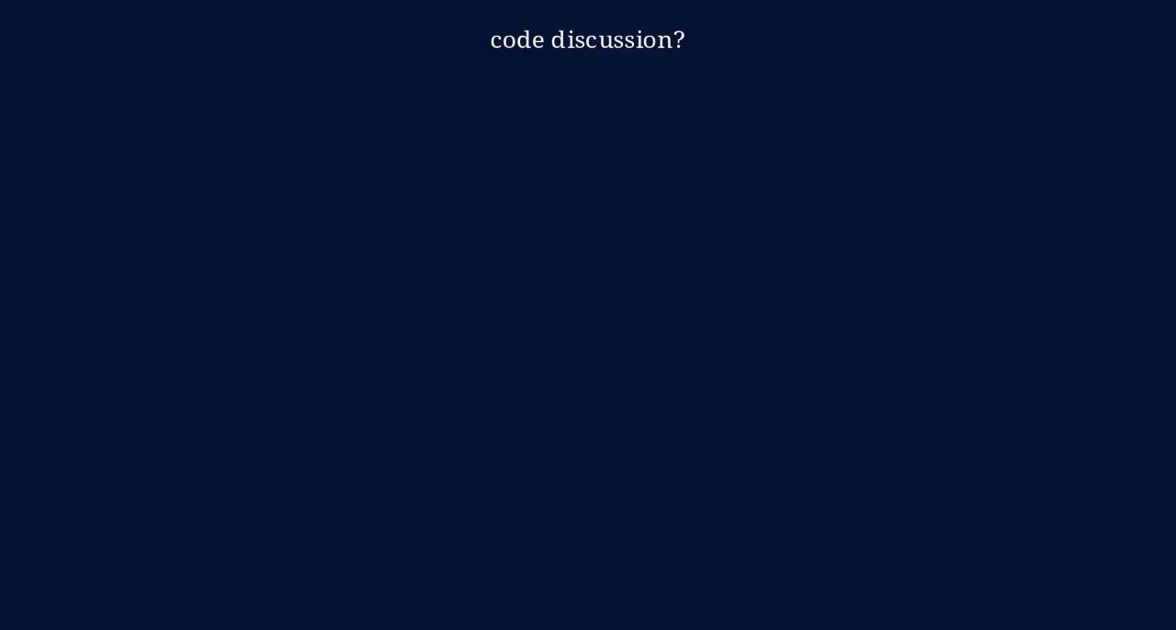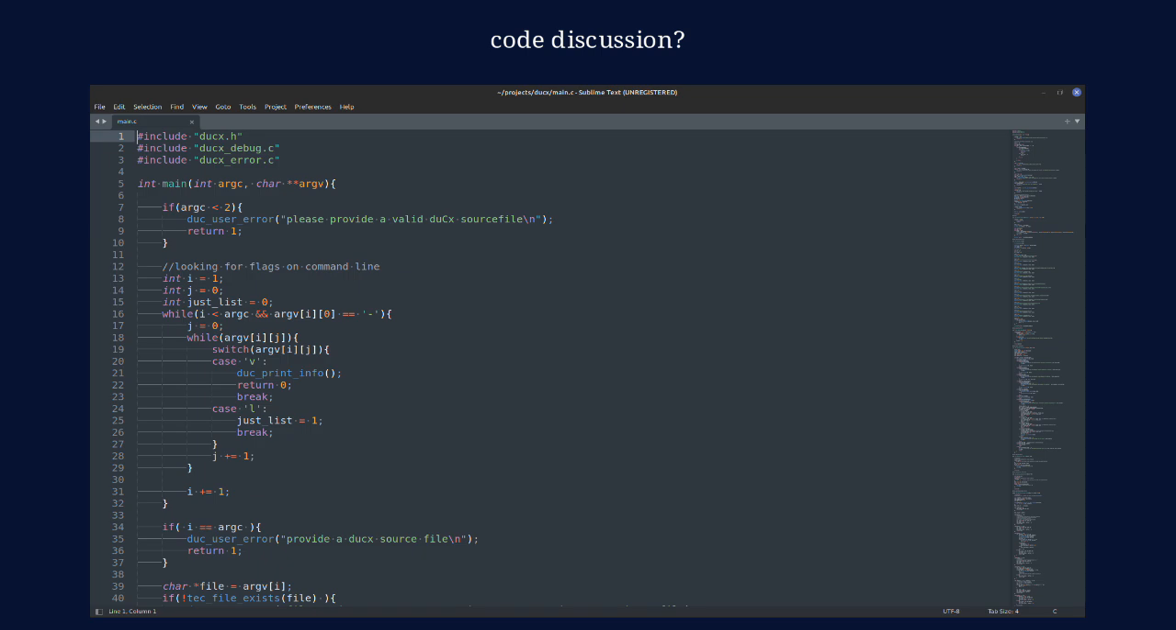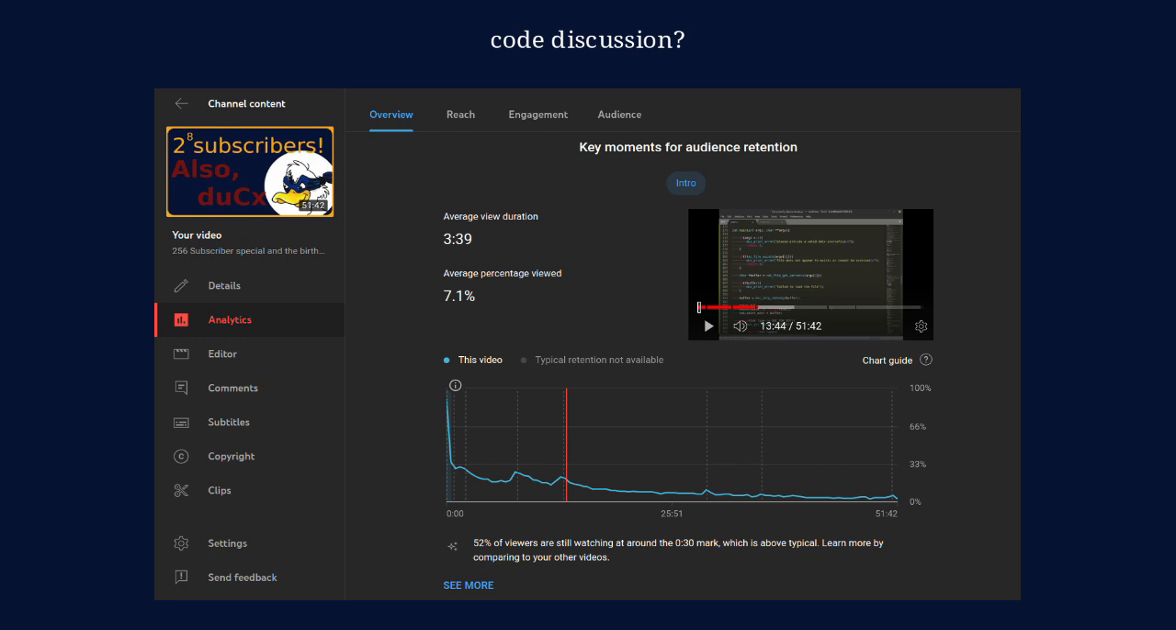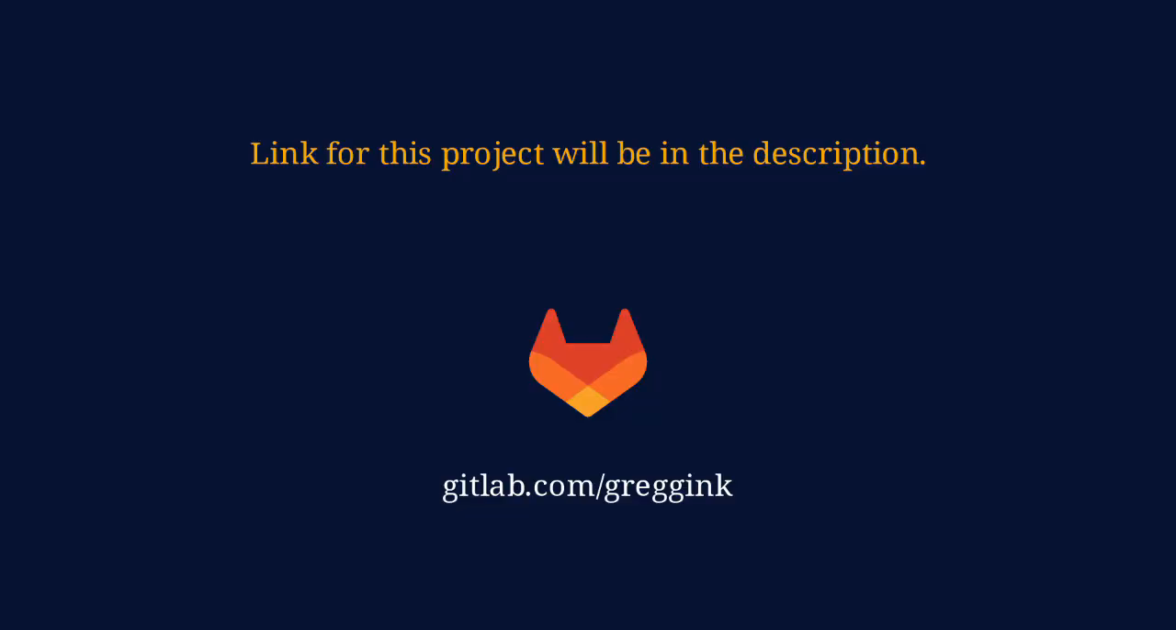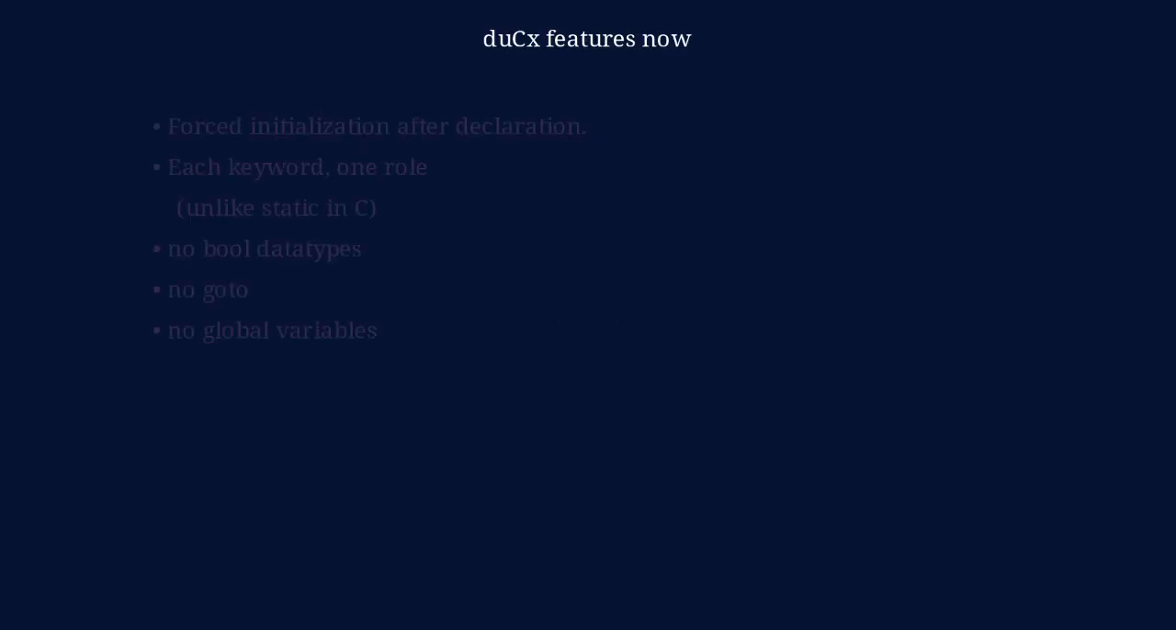All right, so usually around now I would discuss the code and explain how I did what I just did. It seems that people are usually not really watching those and not really interested in that. So this time, as usual, the code is available on GitLab. If you want to analyze the code and see how I did that, it's up there, but I'm not going to discuss the code this time. Instead, I'm going to talk about some of the features of duCx, some of which are already in the language and some of which I plan to put in there in the future.